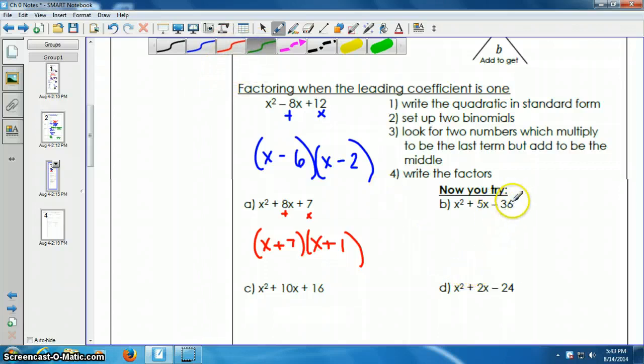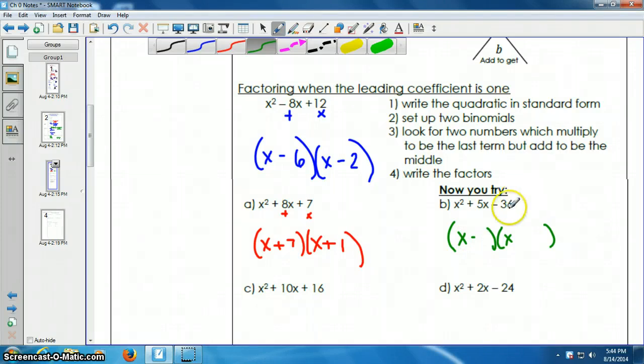All right, go ahead and try those next 3 on your own. Again, multiplies to get that last term, adds to get the middle. You can just set up your parentheses and then fill in those 2 numbers that fit to add to get your middle. So pause now and try those 3 and then check.